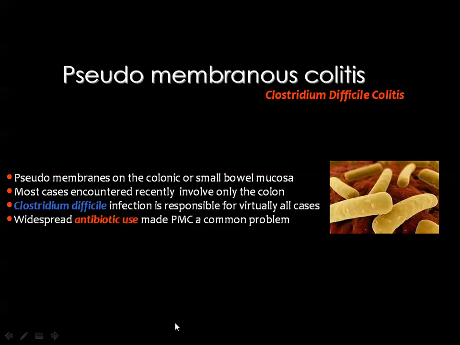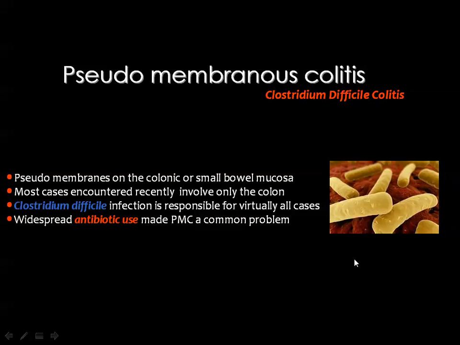Then we came to a lesion which is now seen commonly in the colon, which is known as the pseudomembranous colitis or Clostridium difficile colitis, because this is the bacteria responsible for this type of inflammation. And it is stated in the literature that this pattern of inflammation may affect the colon or the small bowel, but most of the cases are seen affecting the colon in particular.